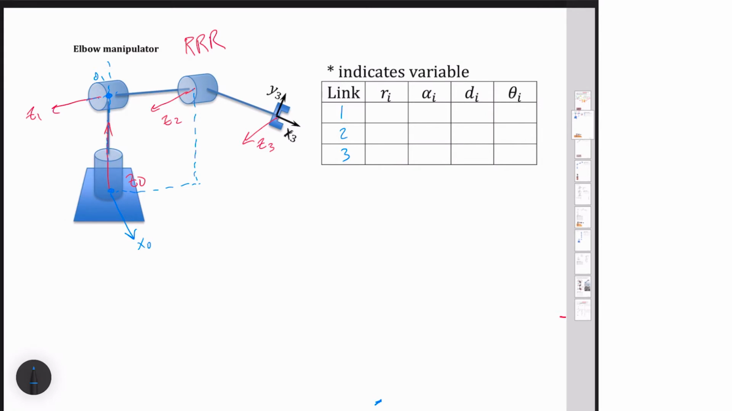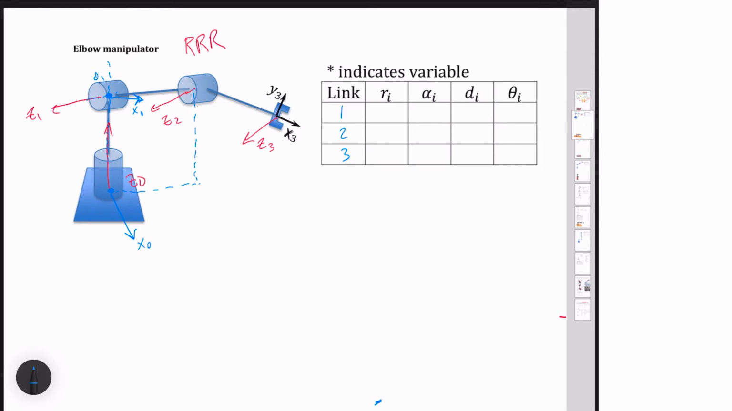Now my x1 has to be perpendicular to both Z0 and Z1. Since they intersect at that point, I only have two options. Because it's got to be perpendicular to each, I can either come out this way, or I could go into the page. I'm going to pick to come out this way and call that my x1 value.